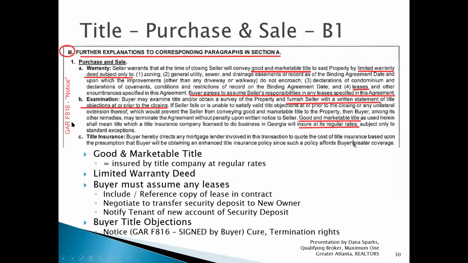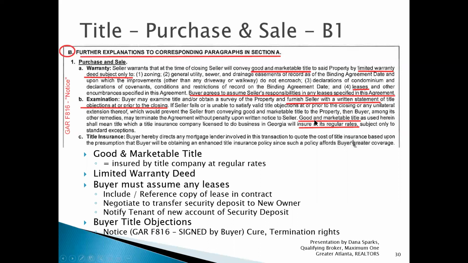So I just have as a reminder here for you to use this GAR form F816, which is notice, in order for you as the buyer's agent to fulfill the terms of the contract in order to protect earnest money, because under here I have termination rights if it is not resolved, but you need to protect your buyer's earnest money. Now going on, what is getting transferred?